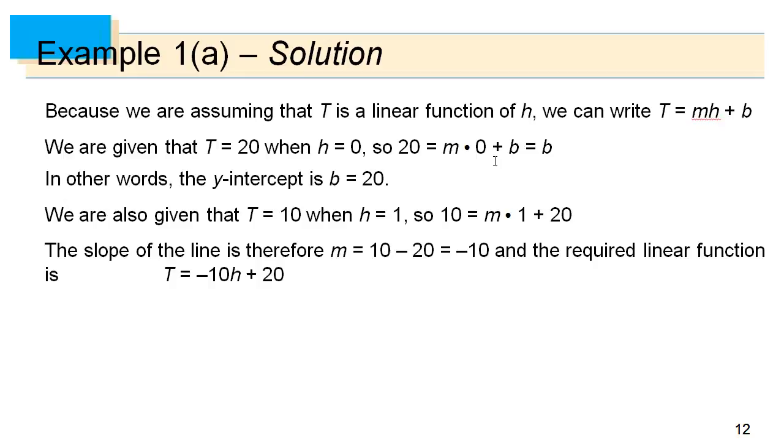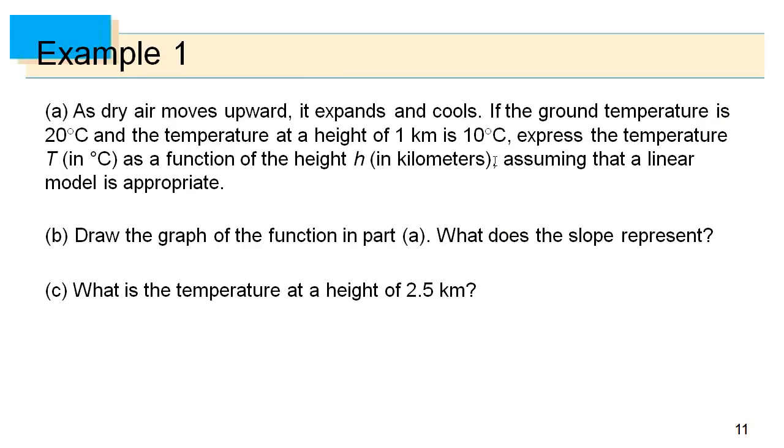So you can work through this on this slide. Basically what we're doing is we're taking those 2 bits of information and thinking of them as ordered pairs. If they tell us the ground temperature is 20 degrees Celsius, then that means our height is 0 and our temperature was 20, because remember our height is the x. And then the second piece tells us that if we're at a height of 1, our temperature is 10.